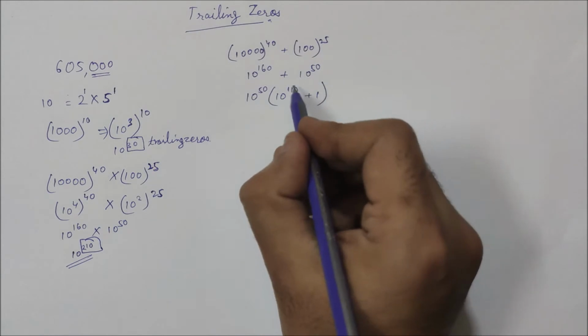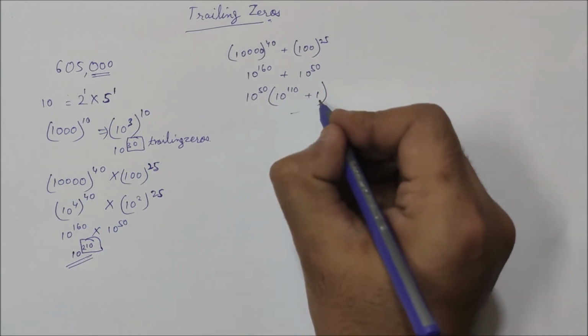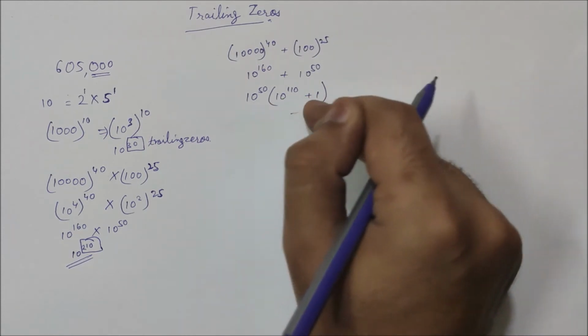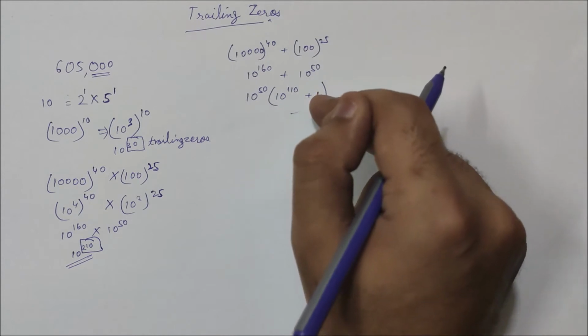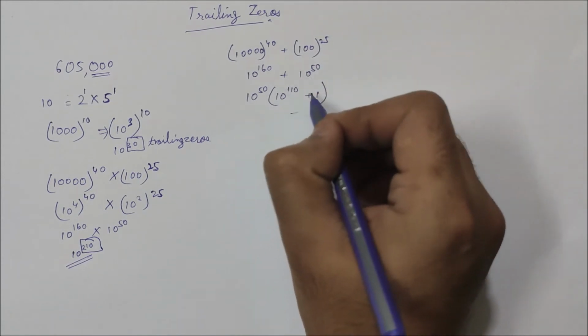Now I know that in this expression, in this bracket, the unit digit has to be necessarily 1. No matter how many zeros are present in this bracket, the unit digit is 1, so there is no trailing zero per se coming from this bracket.